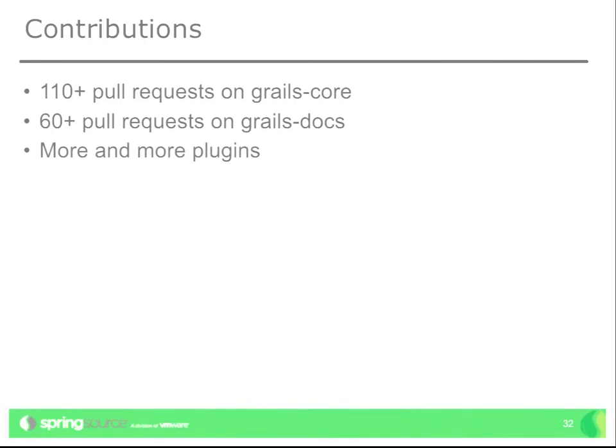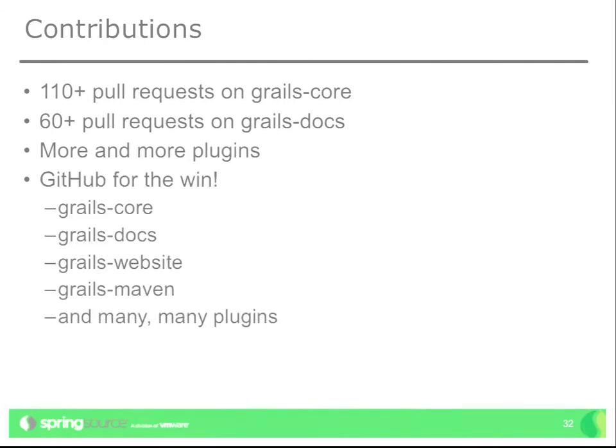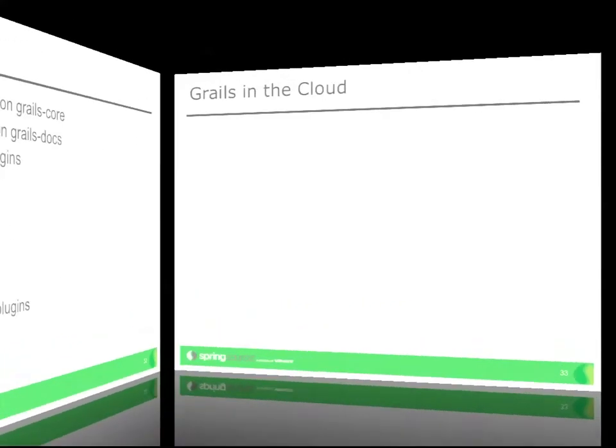More and more plugins are showing up in the portal all the time. There's 600 and something plugins out there right now. That's a big deal. And as I said, GitHub has been just a fantastic win for us. I can't say enough good things about GitHub. Just moving to Git was a big win, and GitHub makes it just tons better still.